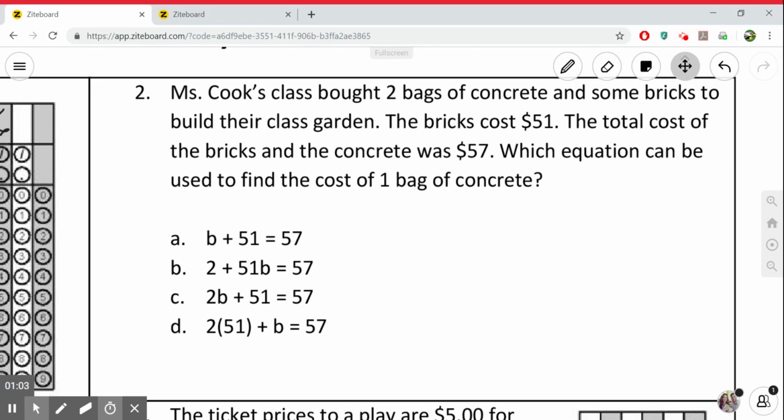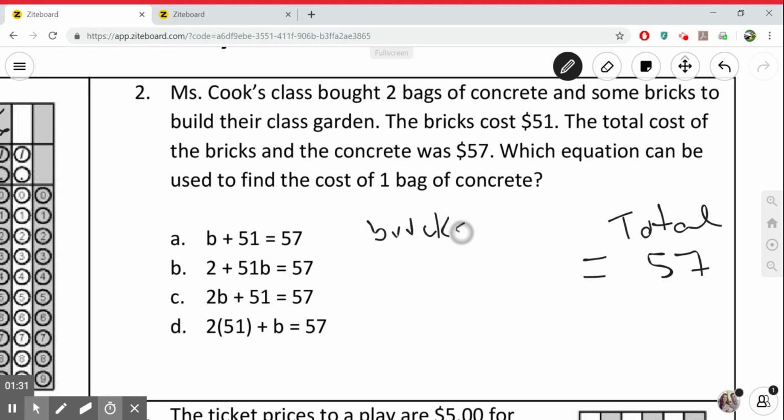Question number 2 reads, Miss Cook's class bought 2 bags of concrete and some bricks to build their class garden. The bricks cost $51. The total cost of the bricks and the concrete was $57. What equation can be used to find the cost of 1 bag? So we're all going to have our total. And so the total here is 57. And that's going to be equal to the bricks plus the concrete.